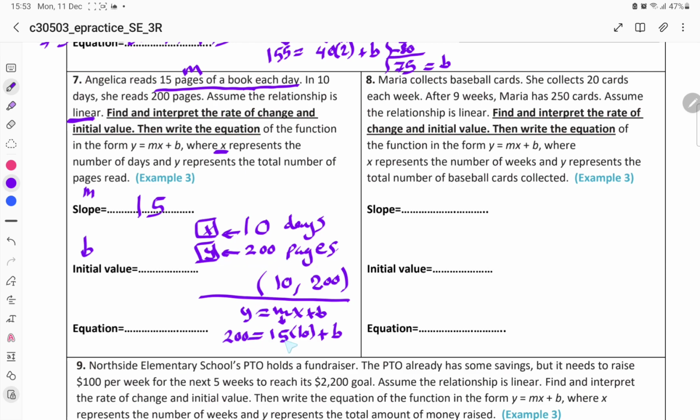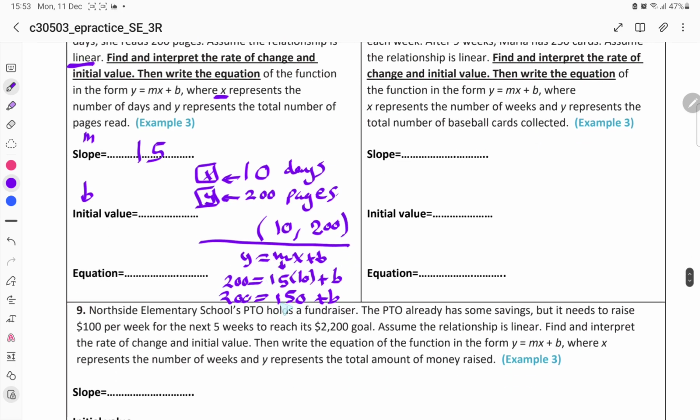Multiply 15 times 10, that is 150. So 200 equals 150 plus b. If you notice, 150 can be moved to the left-hand side with a minus, so it becomes 200 minus 150. 200 minus 150 is 50. So 50 equals b, and this is equal to the b.